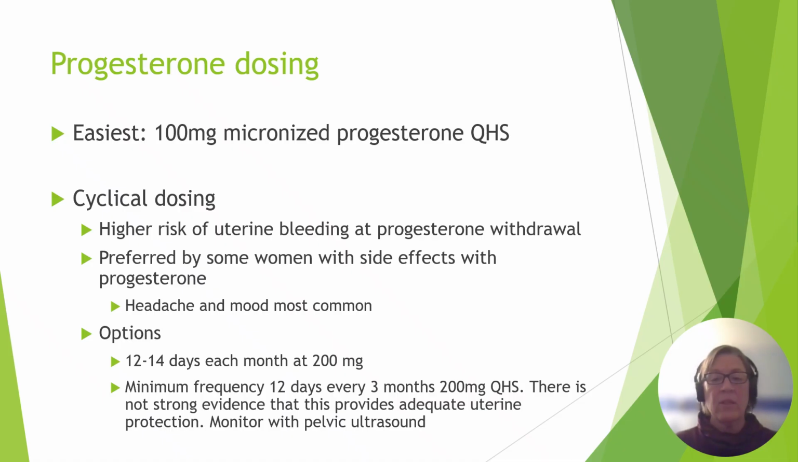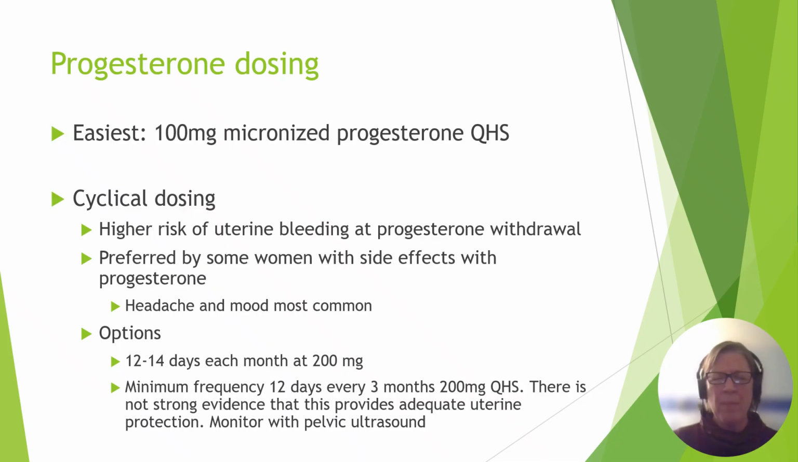If you're doing cyclical dosing of progesterone, so a certain number of days per month or per quarter, there's a higher risk of uterine bleeding when the progesterone is removed, because the progesterone inhibits the buildup of the uterine lining. But some women prefer to do this, and there are a couple of options. One option is 12 to 14 days a month at 200 milligrams.